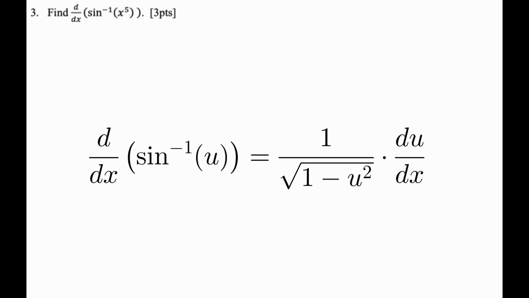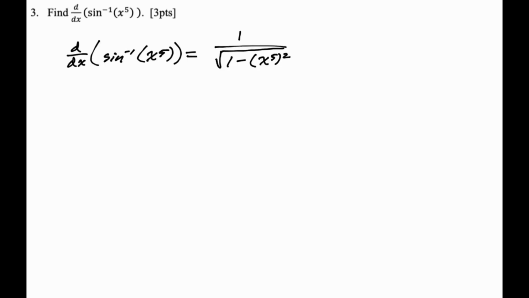All right, let's take a look at question 3. Find the derivative with respect to x of arcsine of x to the 5th. All right, you should have the derivative of arcsine memorized. It's 1 over square root of 1 minus u squared times du dx. So we're going to chain rule this thing. The derivative of arcsine is 1 over the square root of 1 minus u squared, u is x to the 5th, times du dx. The derivative of x to the 5th is 5x to the 4th. Our answer is 5x to the 4th over the square root of 1 minus x to the 10th.